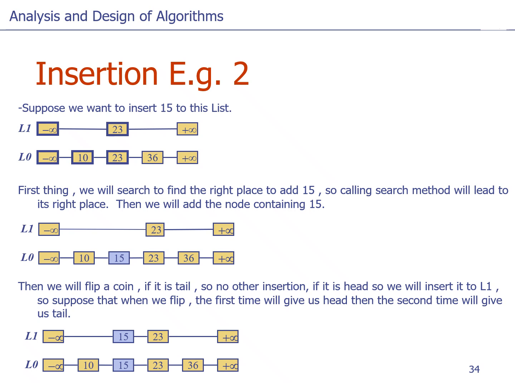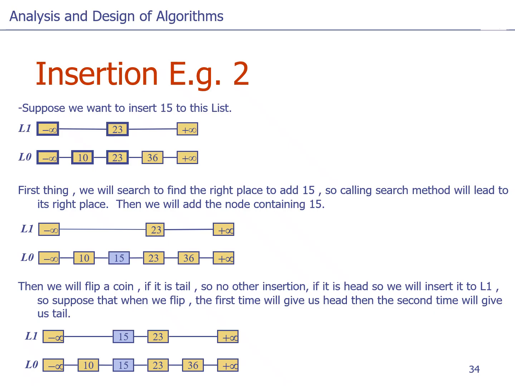Now, let's say we would like to insert 15 to this list. What we're going to do, and we have been doing this previously when we inserted 23 and 36, is find the right place to add the 15. So I'm not going to insert it in L0 right away. I will follow the search method that I just showed you, the same approach.